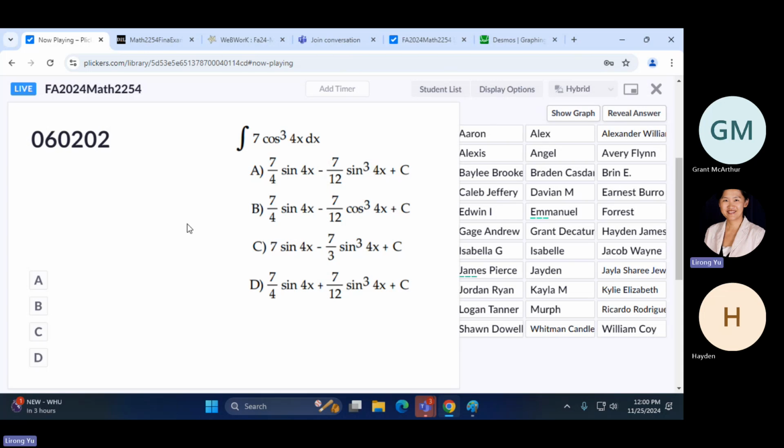Do we know how to integrate this question? Let's do a u substitution.